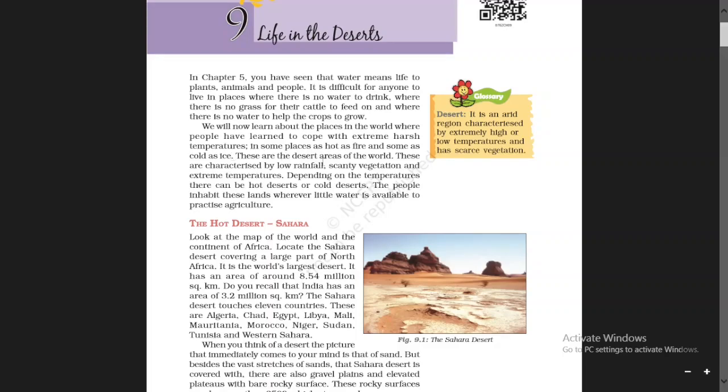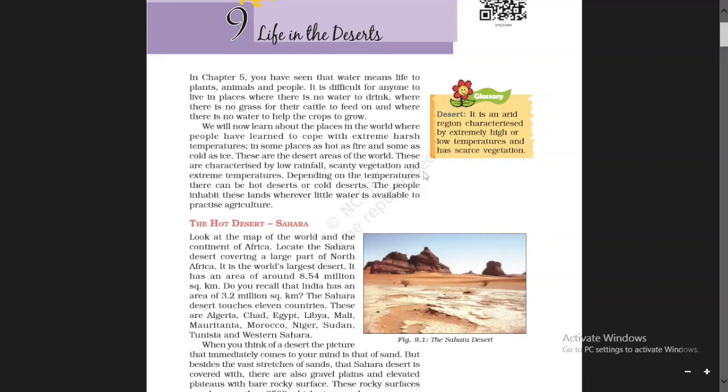These are the desert areas of the world. It indicates, boys, the desert areas of the world. These are characterized by low rainfall, scanty vegetation, and extreme temperatures. So these deserts, boys, are characterized by low rainfall, then very less vegetation. Scanty vegetation means very less vegetation, and extreme temperatures, where the temperature is either very high or very low.